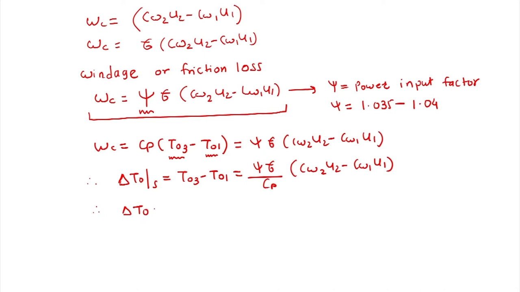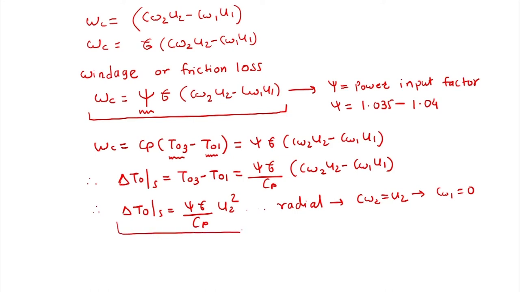For a special case of radial vanes we have a formula for this stage temperature rise, delta T0s, as U2 square into psi sigma divided by Cp. This is only for radial vanes, where Cw2 is equal to U2, and basically Cw2 is equal to sigma U2, and Cw1 is equal to 0, which means without any swirl at the inlet. Having said this, we calculated the stage temperature rise, by a general formula and a special formula. Further, we will proceed to find out the pressure rise. So we are now working on the pressure rise in the case of a centrifugal compressor.